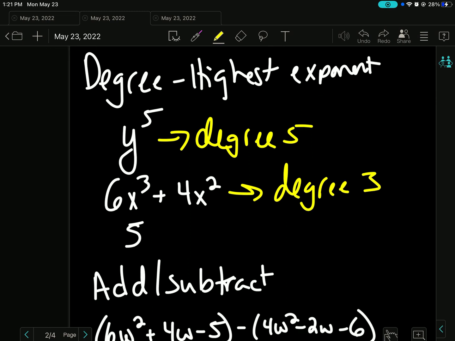Okay. A 5, or a constant of any kind, is a degree 0 because there is no x value. Okay. So it's x to the 0. That's why there's no x. Okay. So that's why we know it's a degree 0.